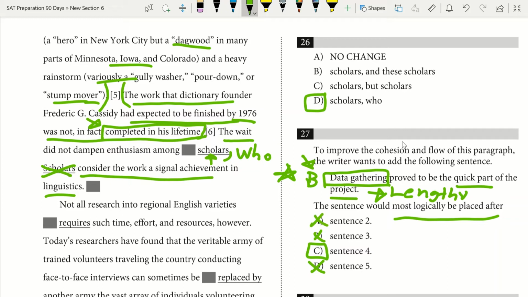Okay, so we want that lengthy part talking about it not being completed in his lifetime coming after, and that was in sentence 5, so we want to place it before sentence 5 and after sentence 4. All right, so 27 answer there would be C. At this point, we can keep going down.